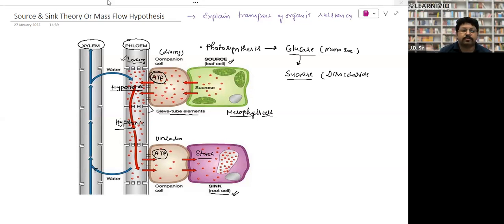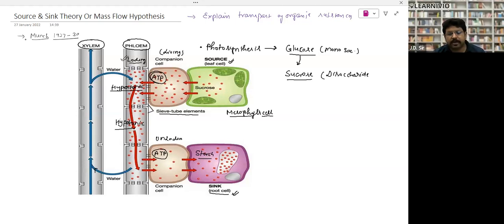So this was all about the transpiration pull theory, source and sink theory or mass flow theory. One more thing, who gave this theory? Remember, sometimes they ask, write down the Munch theory. This source and sink theory or mass flow theory was given by Munch, in 1927 to 1920, between this time. So this is the Munch theory.